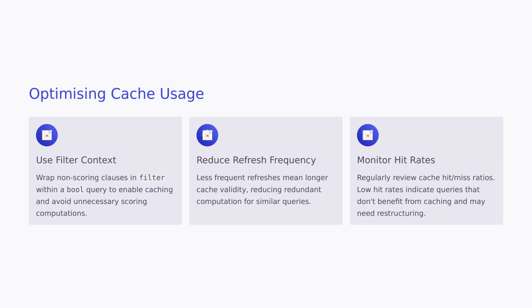By utilizing filter context and wrapping non-scoring clauses in a bool query, you can boost efficiency and avoid unnecessary computations. Extend cache validity by refreshing less frequently, minimizing redundant calculations. Keep an eye on your hit rates to identify queries that may need restructuring. Remember, optimizing cache usage can streamline operations and enhance performance in the long run.